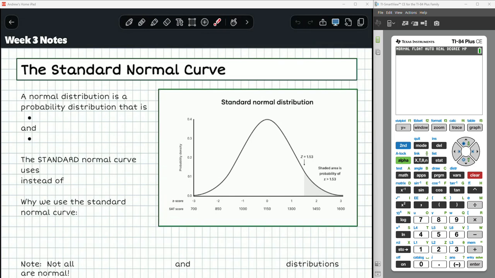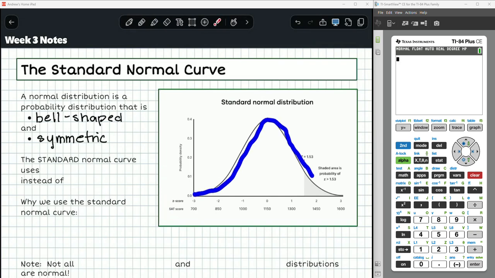A normal probability distribution is a probability distribution that is bell-shaped and symmetric. And these are two very important properties about the normal distribution. You'll notice I have a sample picture here. We can see both the bell shape and the fact that if I were to draw a line right down the middle through that peak, and I were to fold both of those halves, they'd line up right on top of each other.